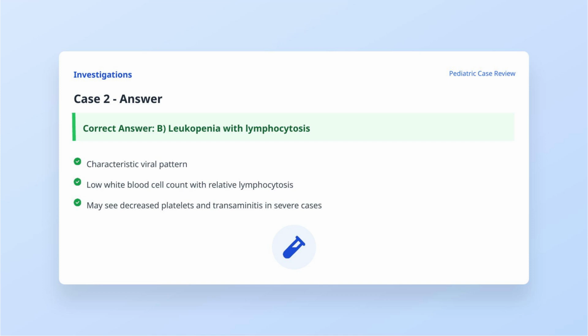Patients typically have a low total white blood cell count with a relative increase in the percentage of lymphocytes. In severe cases, patients may also develop thrombocytopenia and mild elevation of liver enzymes. These findings, while not specific to measles, support the diagnosis when considered alongside clinical features.